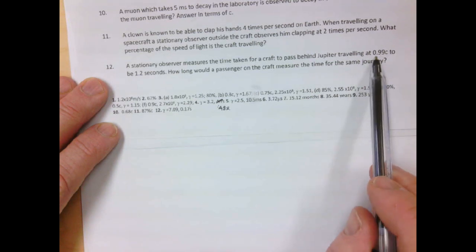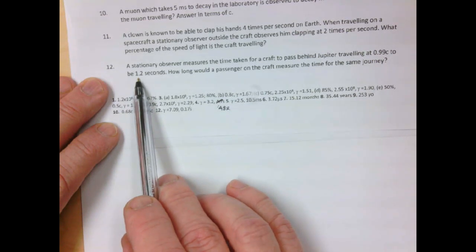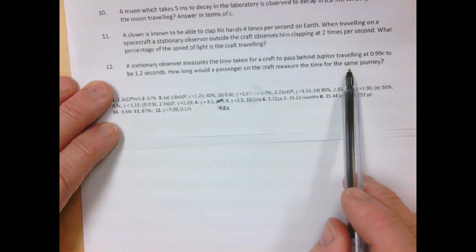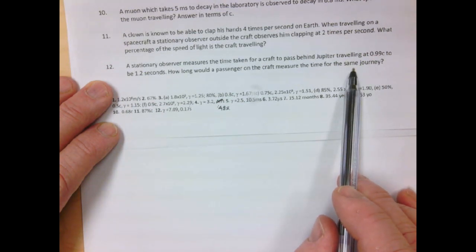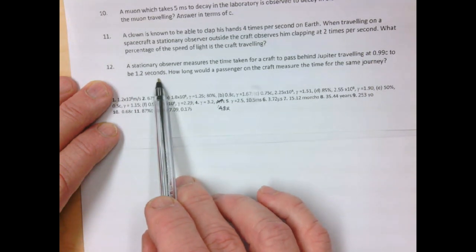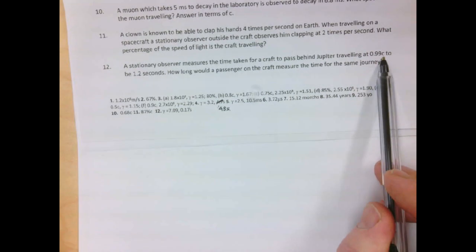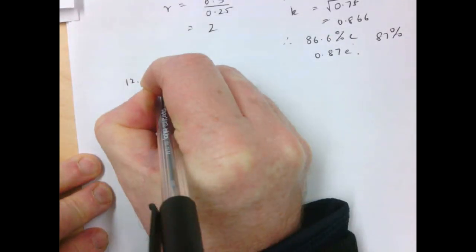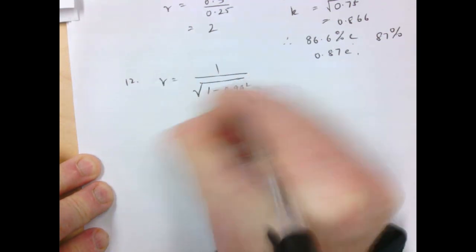Okay, so what we've got here is that we observe a longer period of time than the person who would be on the craft. The craft would have a normal, they would be measuring a shorter time, but because we observe a longer time, we observe the dilated time. Okay, so the first thing we're going to do is simply work out the gamma factor for this situation. So for question 12, the gamma is equal to 1 over the square root of 1 minus 0.99 squared.